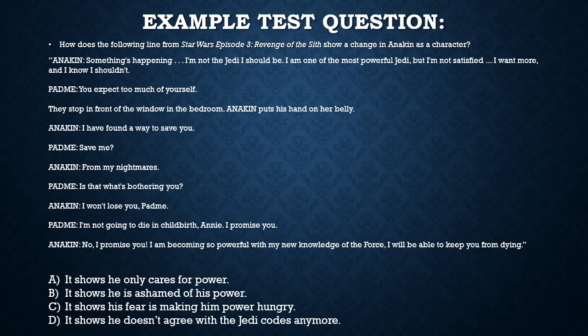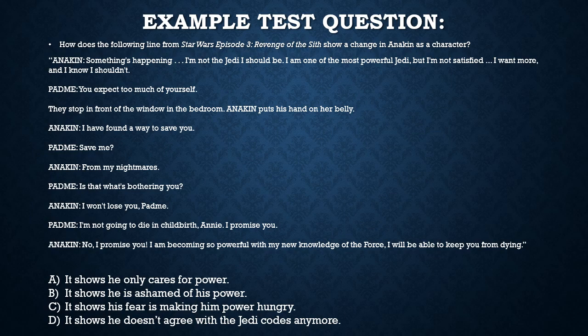It shows he only cares for power. Here we see that couldn't be the right answer, because even though he does care for power, specifically the power to keep people from dying, we also see that conflicting motivation, that he knows he's not the Jedi he should be. I think that "should be" is an indicator that he cares about more than just power. I don't think he's just in it for power. I think there is a conflicting motivation, even if it's maybe not as strong. It's still there. So I would say probably a no, that he doesn't just care for power.